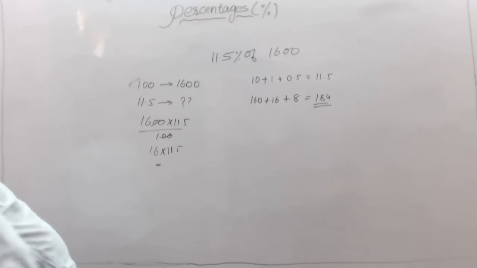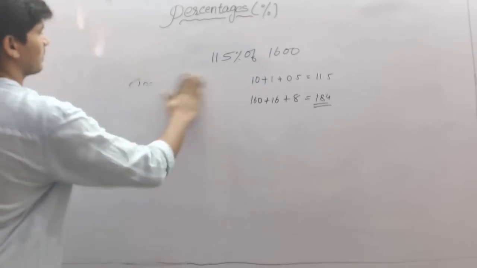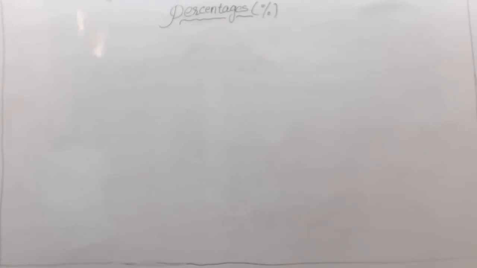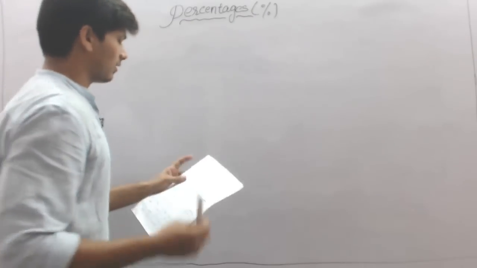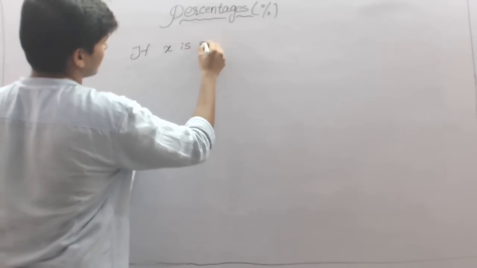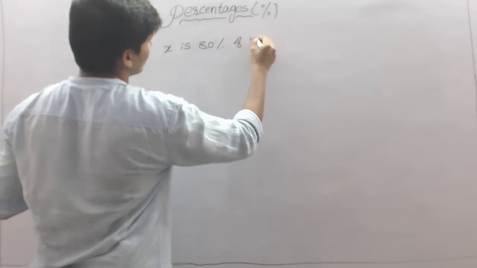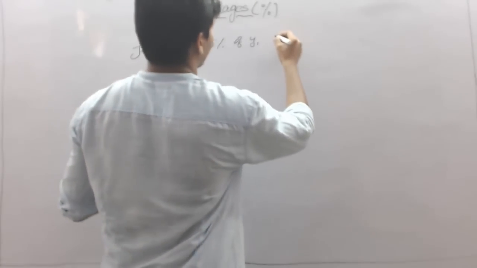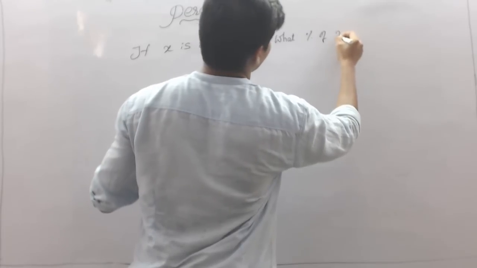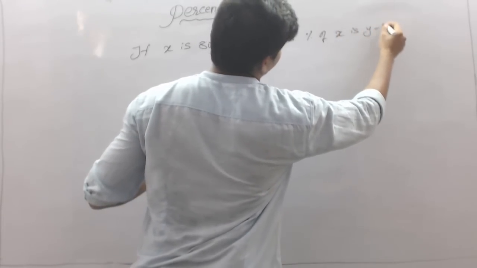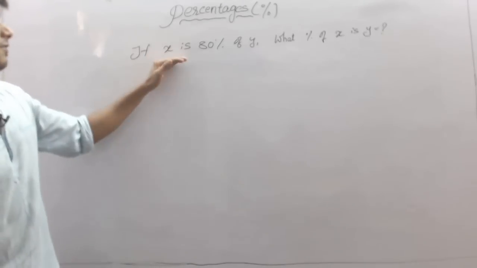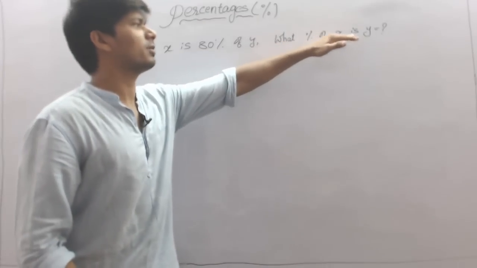Got clarity? Now let's do some other problems so that you can reduce your time. The next problem is: if x is 80% of y, then what percentage of x is y? This is the question. Now what have you understood from this question? If x is 80% of y, then what percent of x is y?